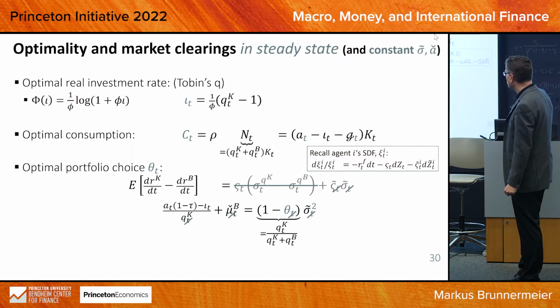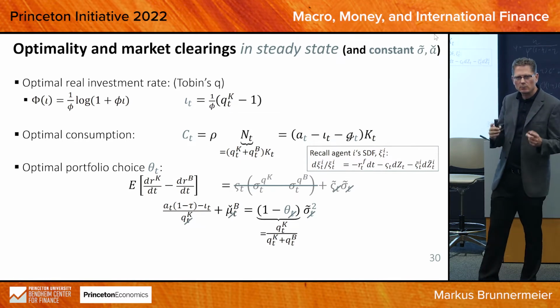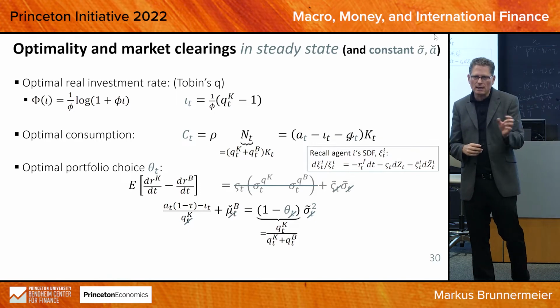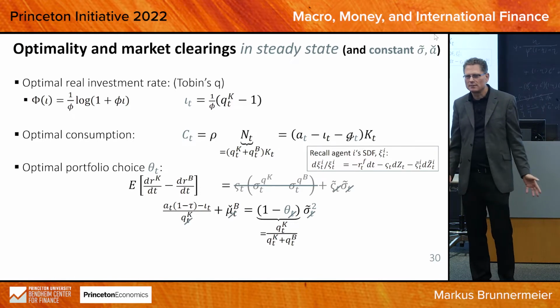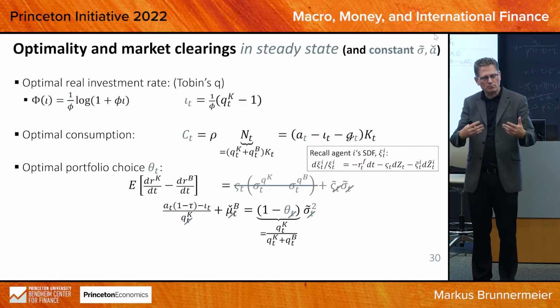And the total net worth in the economy now is different. Remember what it was in the morning? It was QK times K. Now it's different because we have a bubble too. Bubble is wealth. So we have these bonds and they have some bubble wealth.